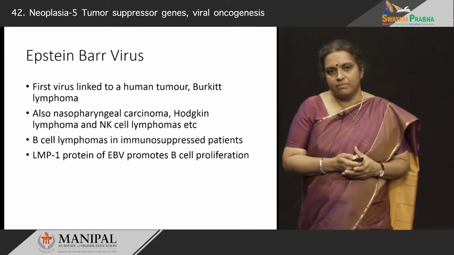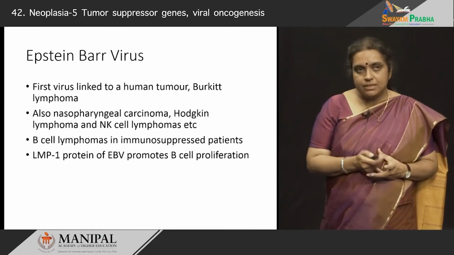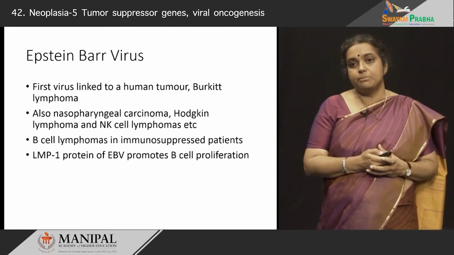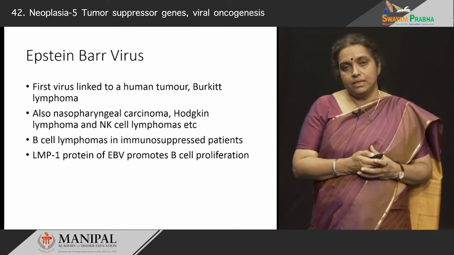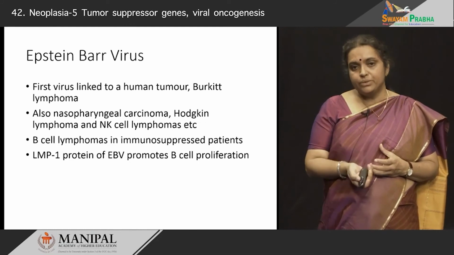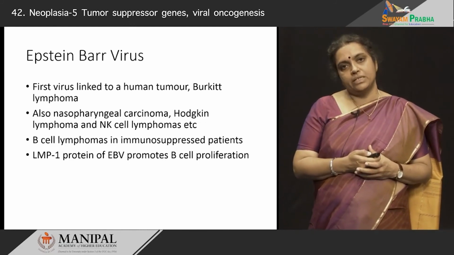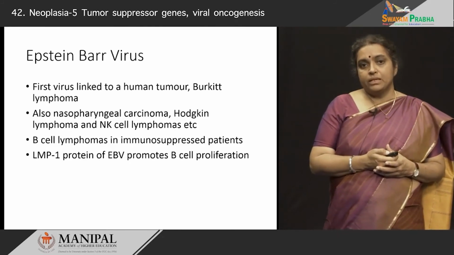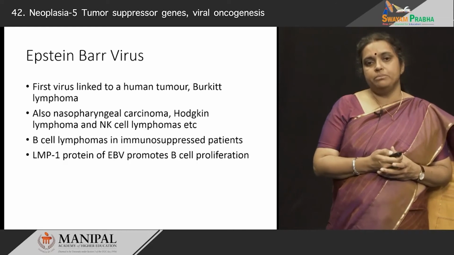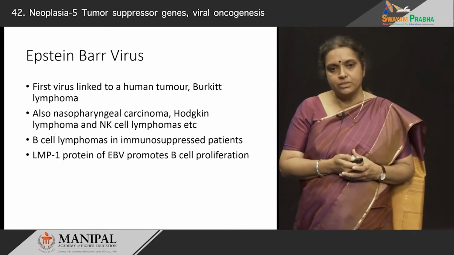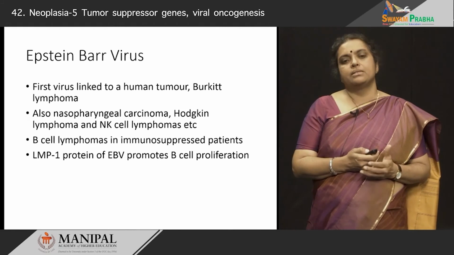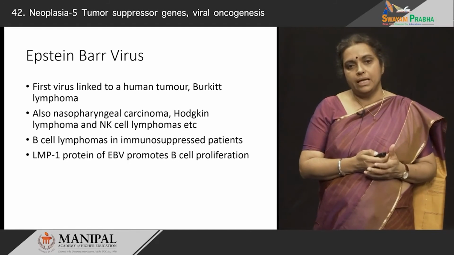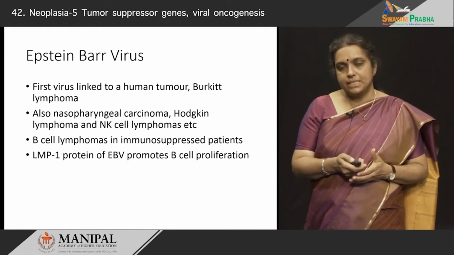Now, how does Epstein-Barr virus work? Now, Epstein-Barr virus is interesting because it was the first virus that was linked to a human tumor, that is Burkitt lymphoma, which is very common in the African countries, but now we know it is also linked to nasopharyngeal carcinoma, Hodgkin lymphoma, NK cell lymphoma, etc. Now, it also causes, as I already mentioned, B cell lymphomas in immunosuppressed patients. And one of the ways it causes these proliferations is through its protein LMP1, which promotes B cell proliferation.